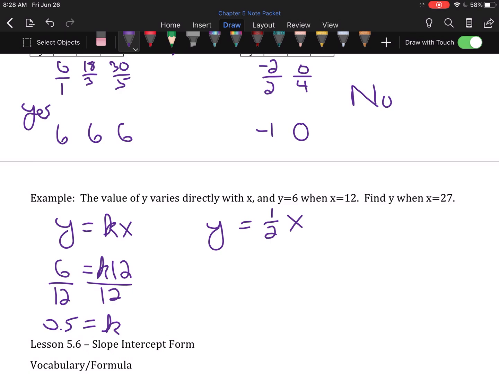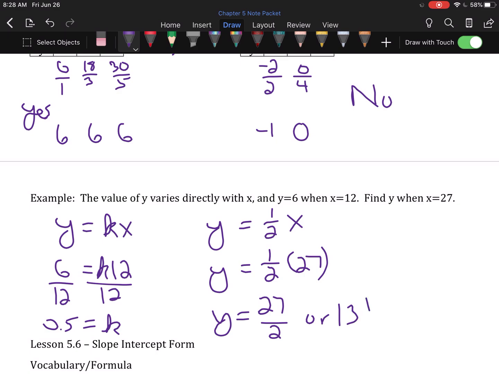I'm asked to find y when x is 27. Now that's fine. I'm going to find half of 27. That is 27 halves, or 13.5, however you would like to represent it. Okay. The idea for these kind of problems is they're going to give you an x and a y that are related. Use those to find your k. Do y divided by x to find your k. Once you know your k, just multiply it with the other x value to find your missing y value.